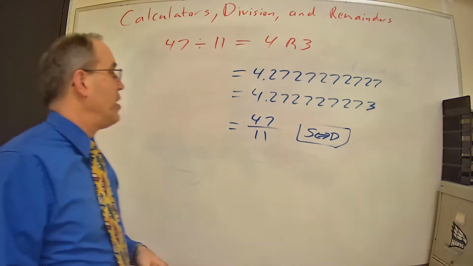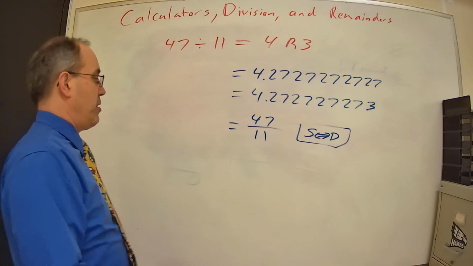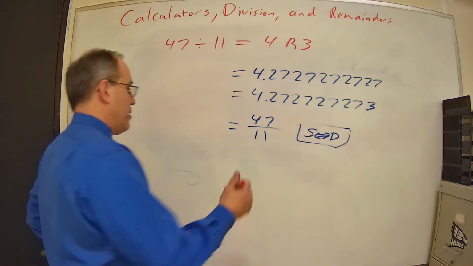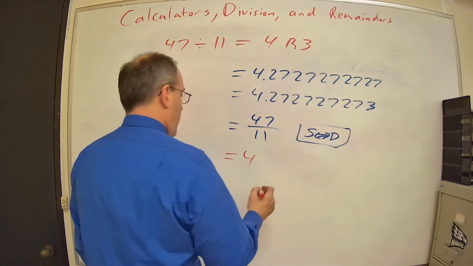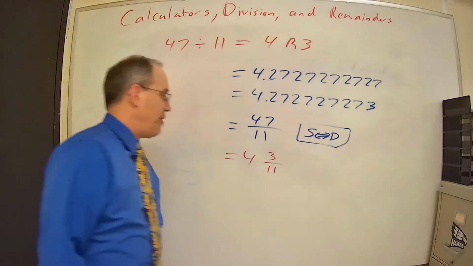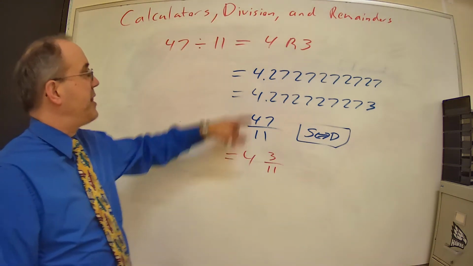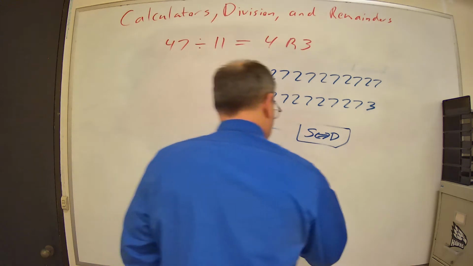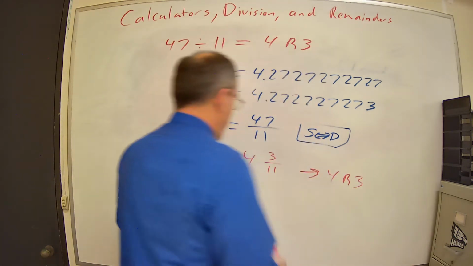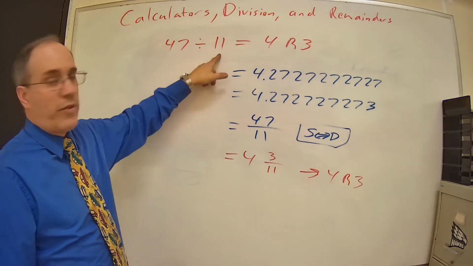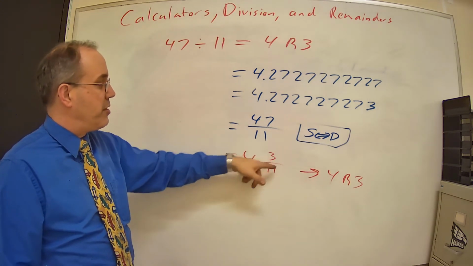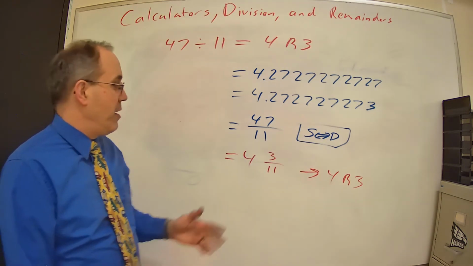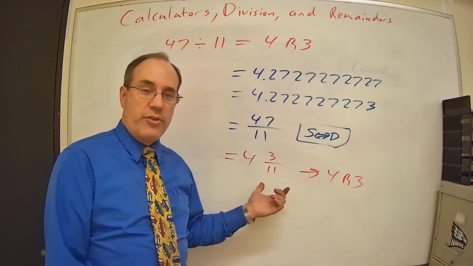But you will find out that if it gives you a mixed number, this 47 over 11 becomes 4 and 3/11. And we can see that that's 4 remainder 3, 4 and 3/11, which is really 4 remainder 3. Notice that 11 was the divisor. We were dividing by 11. So whatever it puts in the numerator becomes your remainder.